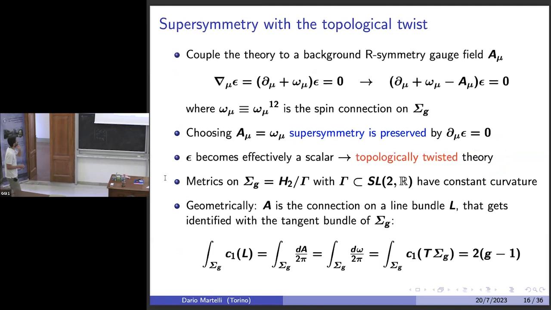Maybe I can skip through these transparencies here. This is how you preserve supersymmetry. There is something called the topological twist. I don't want to spend much time on this today.